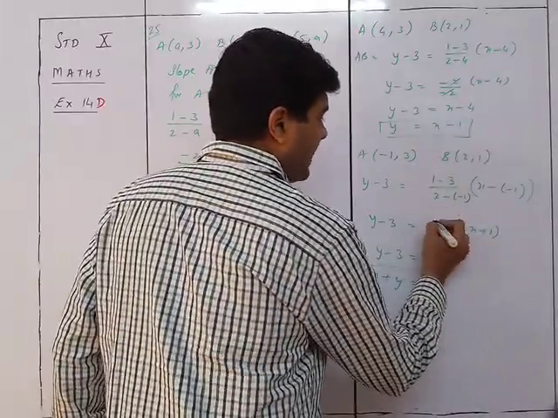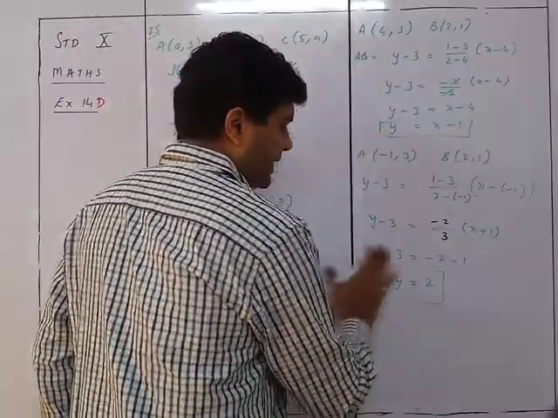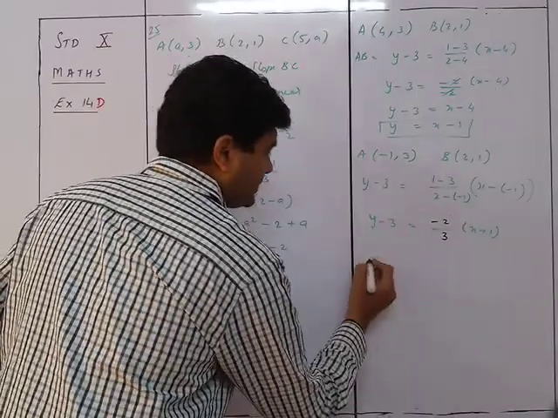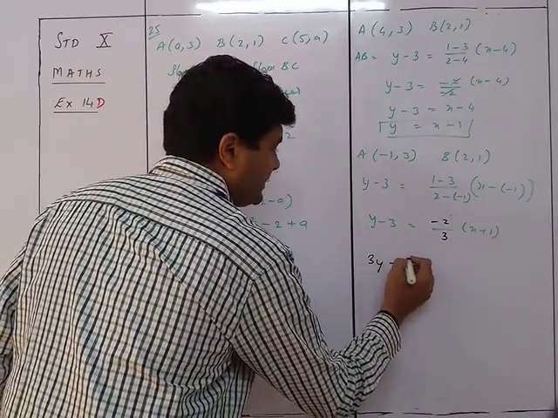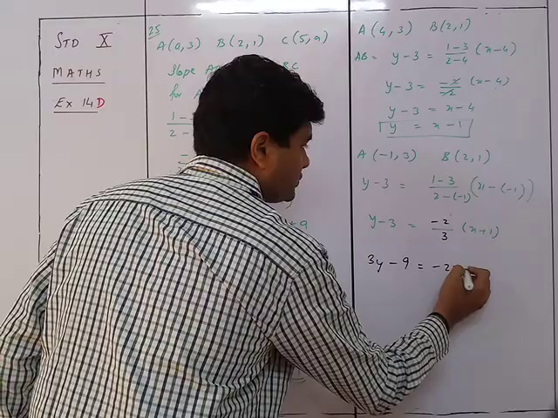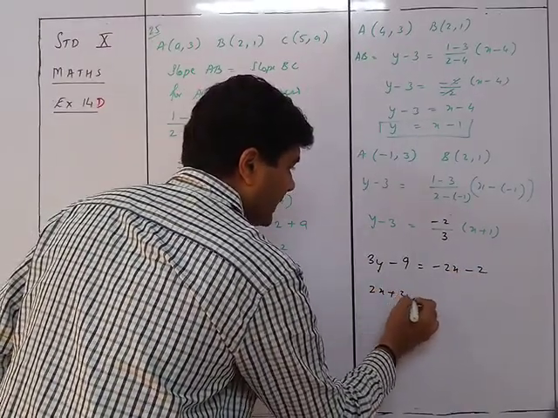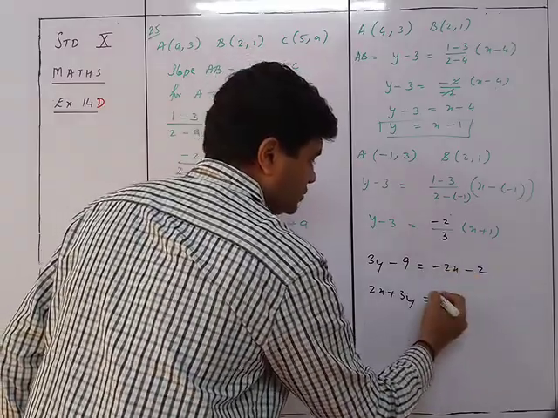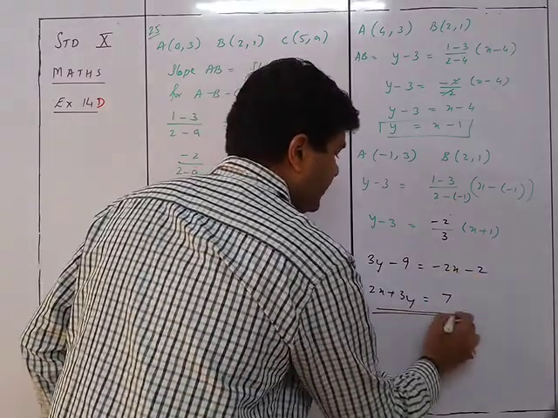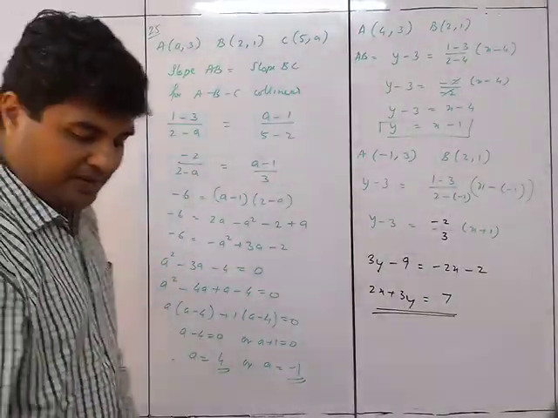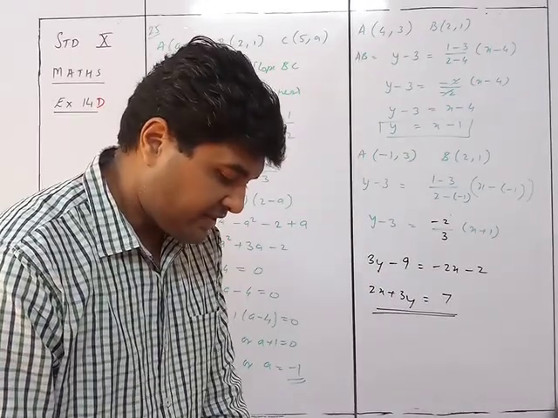So it is minus 2 upon 3. Now it automatically becomes over here 3y minus 9 is equals to minus 2x minus 2. So this gives us 2x plus 3y is equals to, this goes here, so it will be 7. So that's the equation over here: 2x plus 3y is equals to 7.